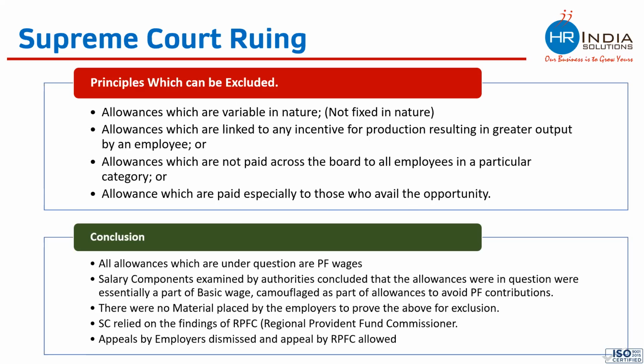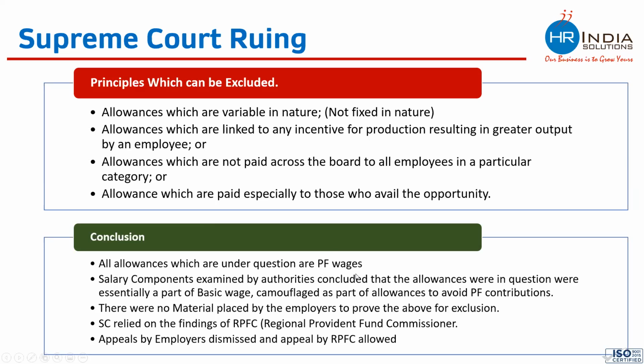So these are the categories of allowances which can be excluded from the PF contribution, but you need to prove that these allowances are of this nature, from these categories. If you are not able to prove that, all those allowances will be considered for the PF contribution. That's what happened with all the companies with which the EPFO was in discussion in the case. So the conclusion the Supreme Court has given is that all allowances which are under question are PF wages.